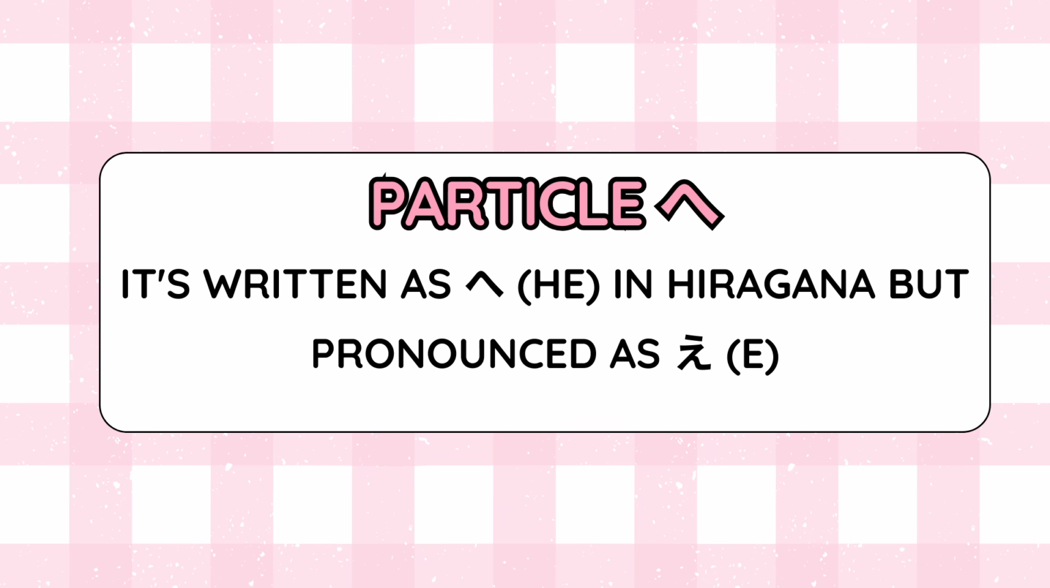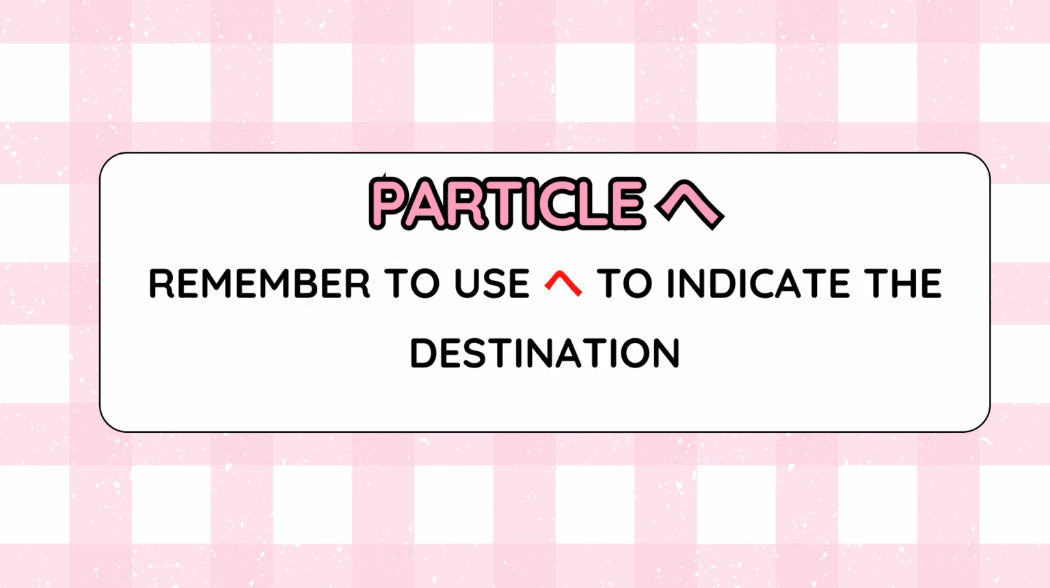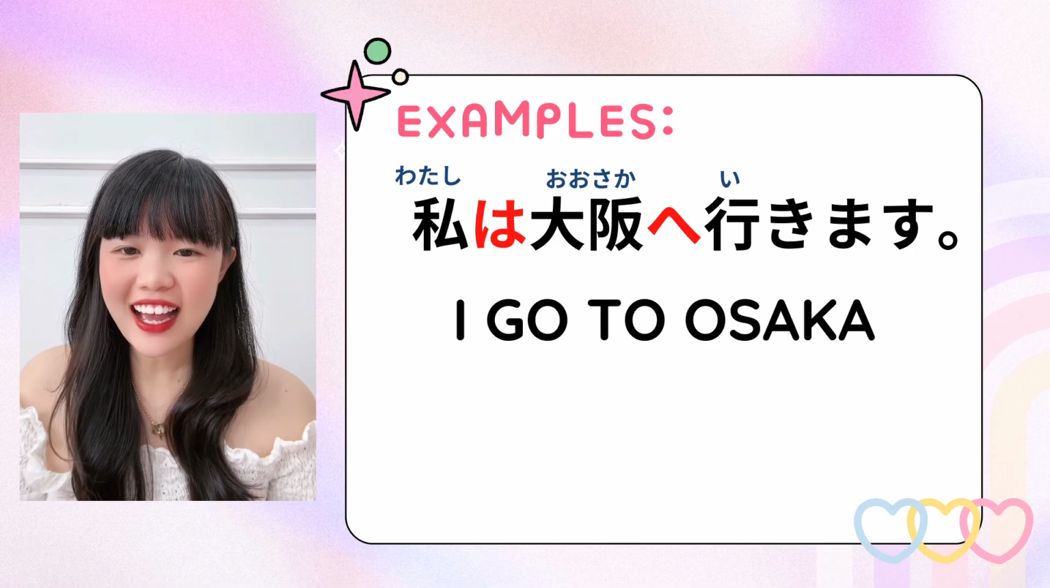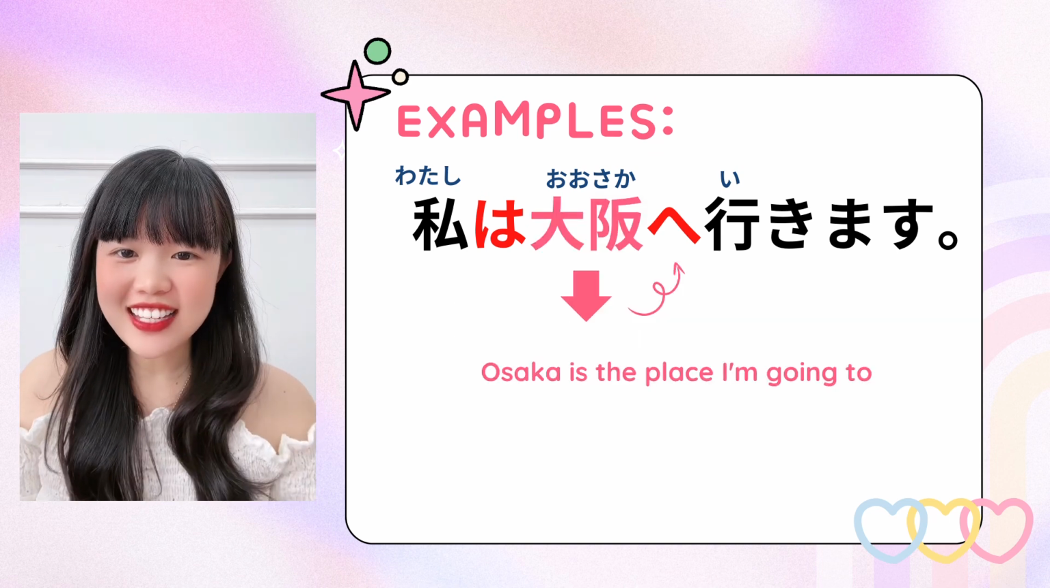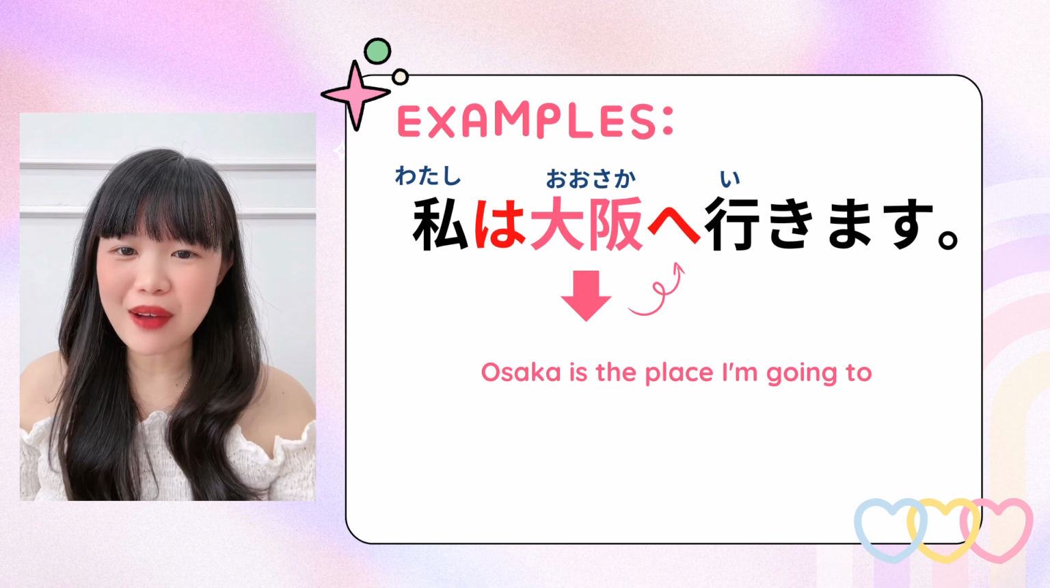The next particle we are going to learn is e. It's written as he in hiragana, but pronounced as e. We usually use the particle e with three verbs: ikimasu, to go, kimasu, to come, and kaerimasu, to return. Remember to use e to indicate the destination, like watashi wa Osaka e ikimasu. I go to Osaka. Here, Osaka comes before the particle e, so Osaka is the place I'm going to.